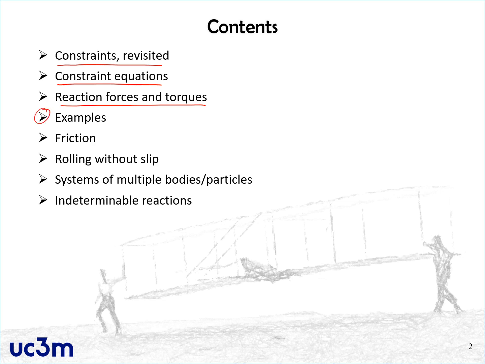Then we will continue with the discussion of friction forces and friction torques. And then we will move on to the rolling without a slip constraint, which is an important one for rigid bodies. To close the lecture, we will visit two different topics. The first one is what happens when we have several bodies or point particles or a combination of both in a system. And finally, what to do when there are reaction forces or reaction torques that we cannot determine, what we call indeterminable reactions.